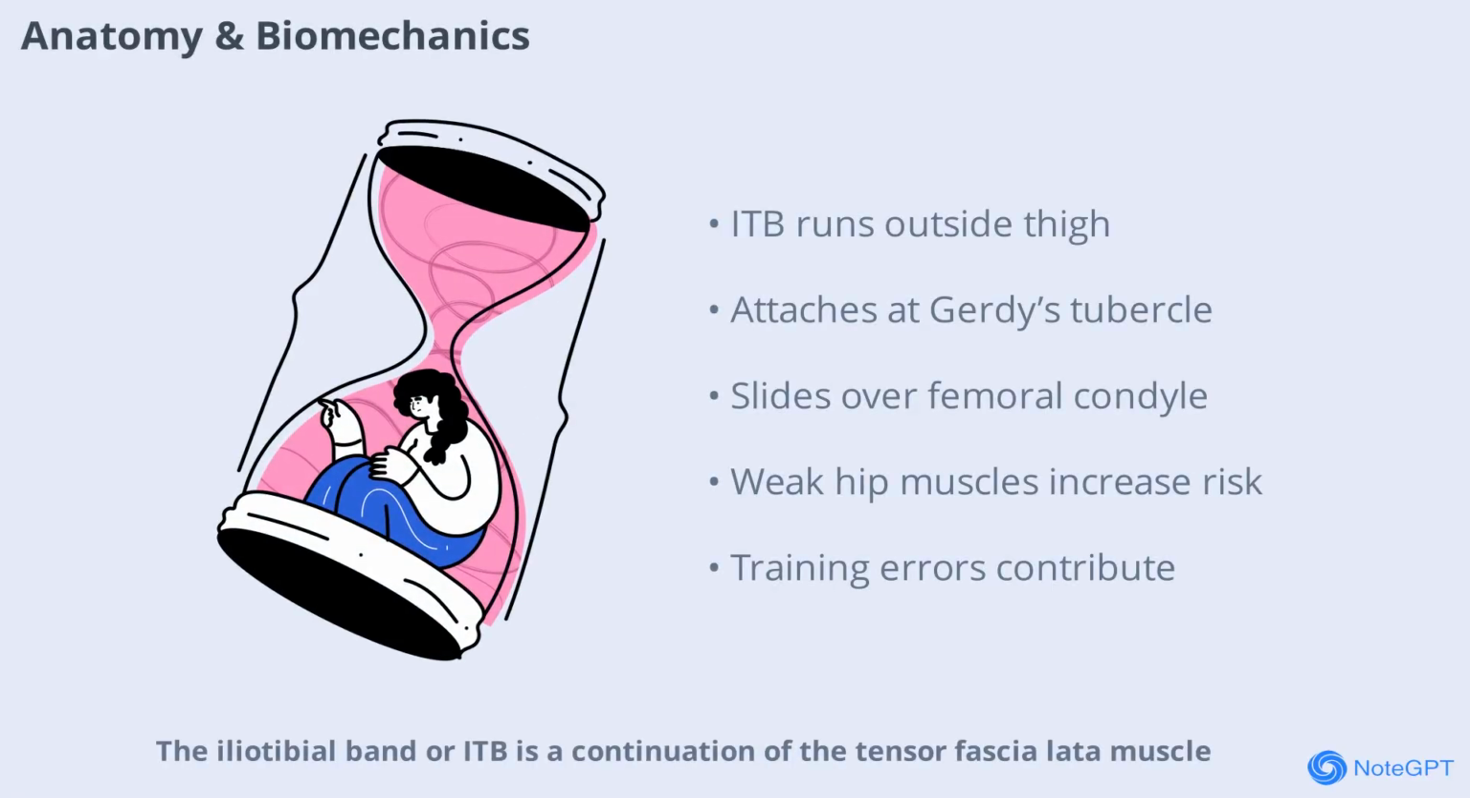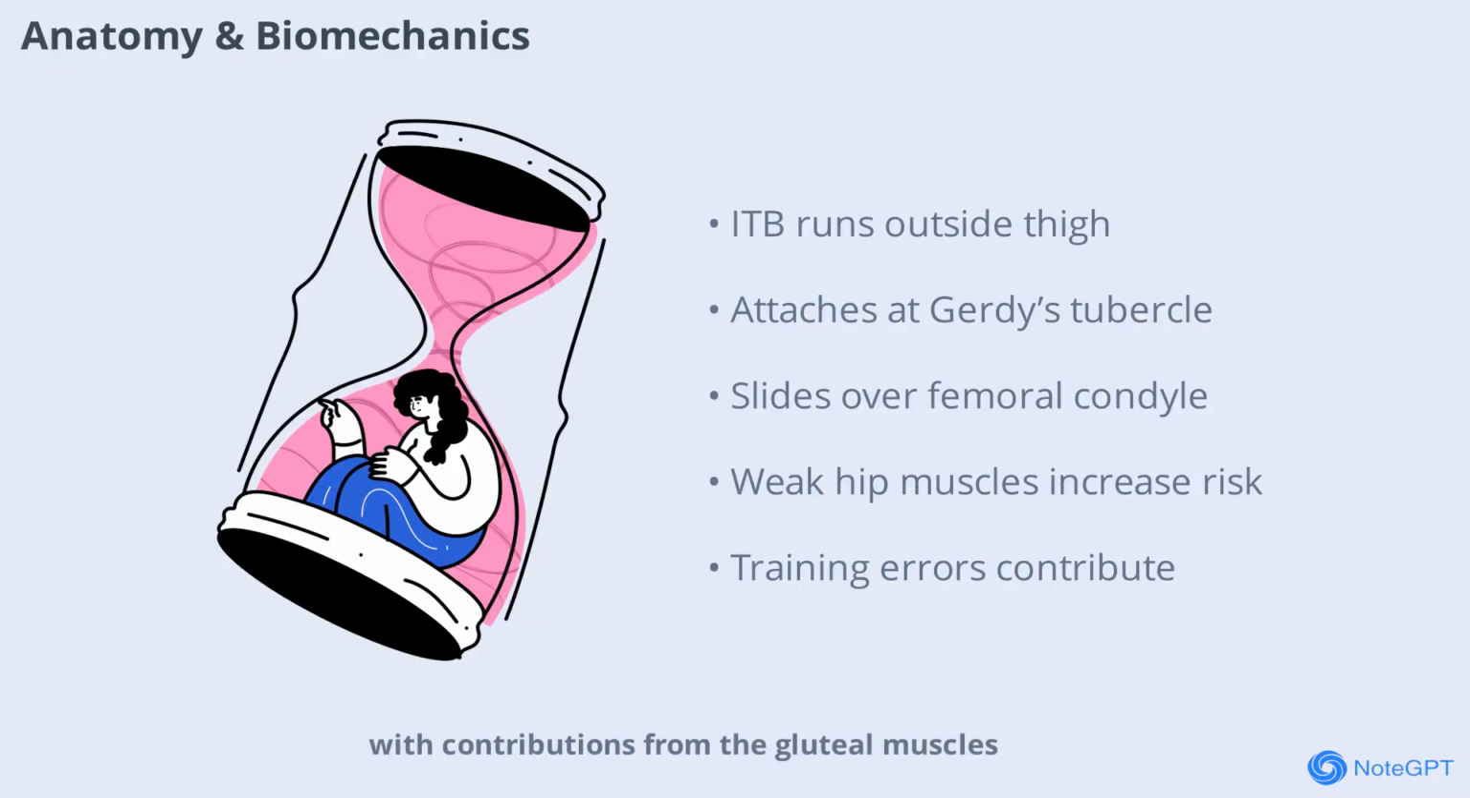The iliotibial band, or ITB, is a continuation of the tensor fascia lata muscle with contributions from the gluteal muscles. It runs down the outside of the thigh and attaches at several key points, including the lateral border of the patella and Gerdy's tubercle on the tibia. The ITB is free from bony attachment near the lateral femoral epicondyle, allowing it to slide during knee movement. Sliding is essential for normal function, but can lead to pain when repetitive motion causes friction or compression.